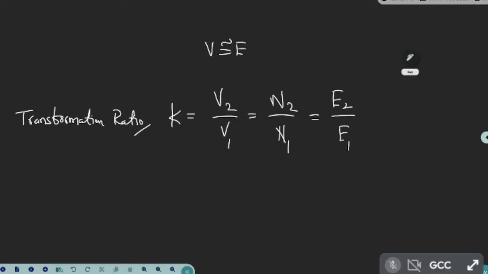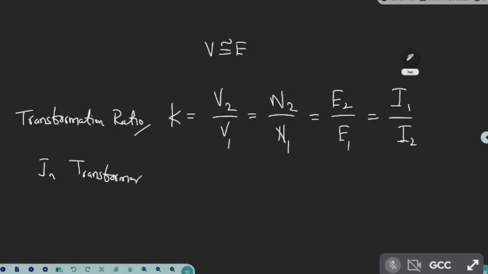Okay, and one more thing here. We have to write down I1 by I2. See, the difference is here V2, N2, E2, but here we got I1 by I2, not I2 by I1. Why in a transformer? I have written V2 by V1, E2 by E1, N2 by N1, but here I1 by I2, not I2 by I1.